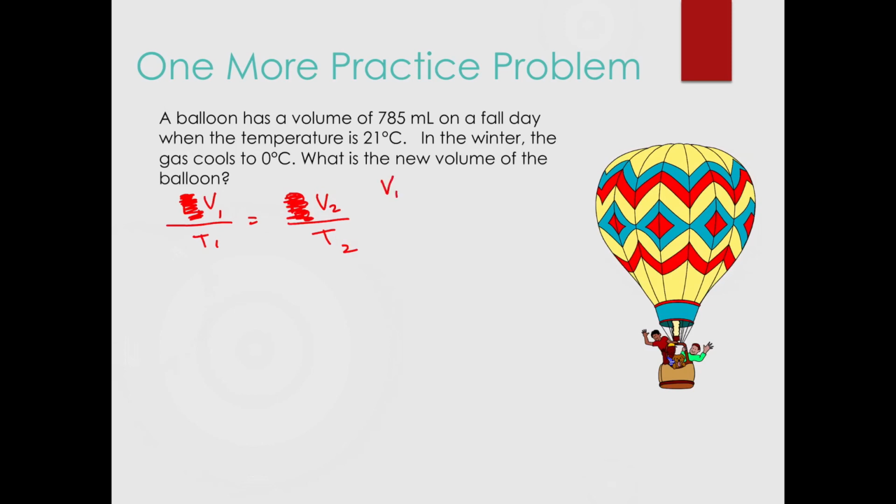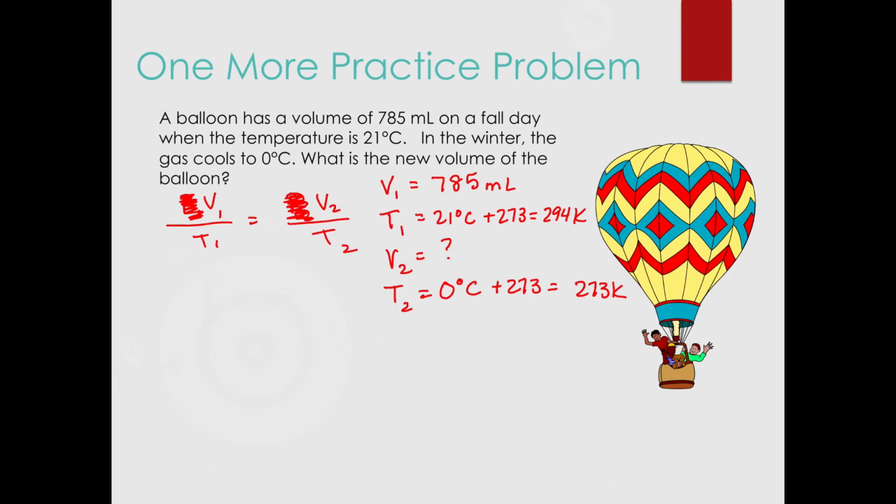Okay, so we'll go ahead and look at all of our information. So we have V1, our initial volume, is 785 milliliters. Our T1 is 21 degrees Celsius, but we can't use it in Celsius, so we'll add 273. That gets us 294 Kelvin. And our V2, we don't know. We're trying to find that. And our T2 is 0 degrees Celsius plus 273, which gets us 273 Kelvin.